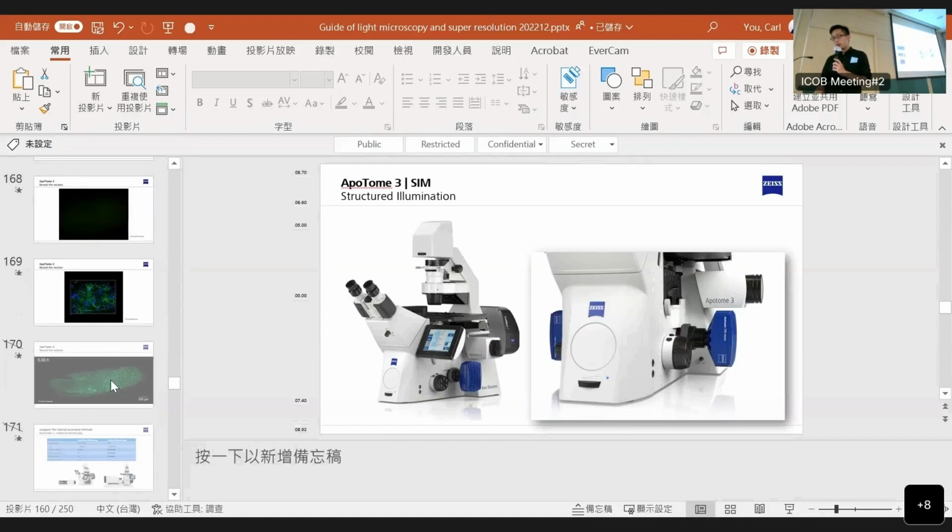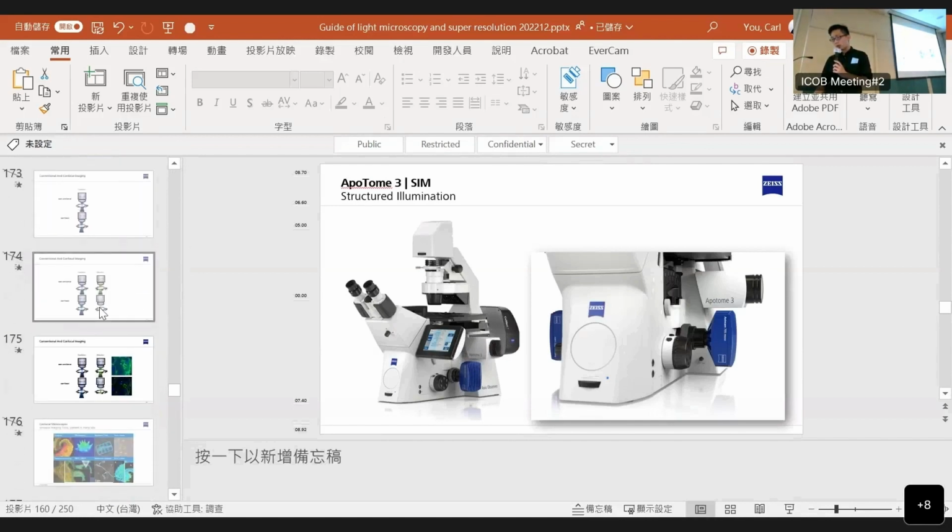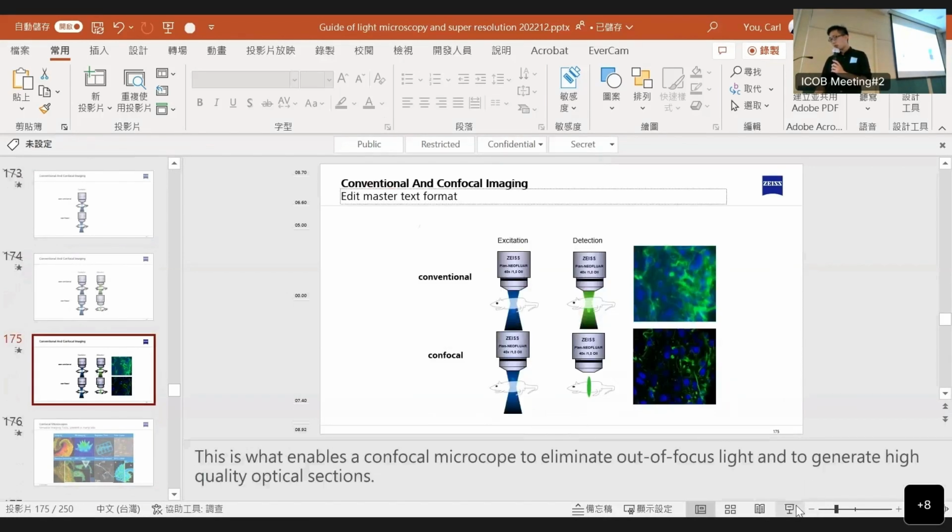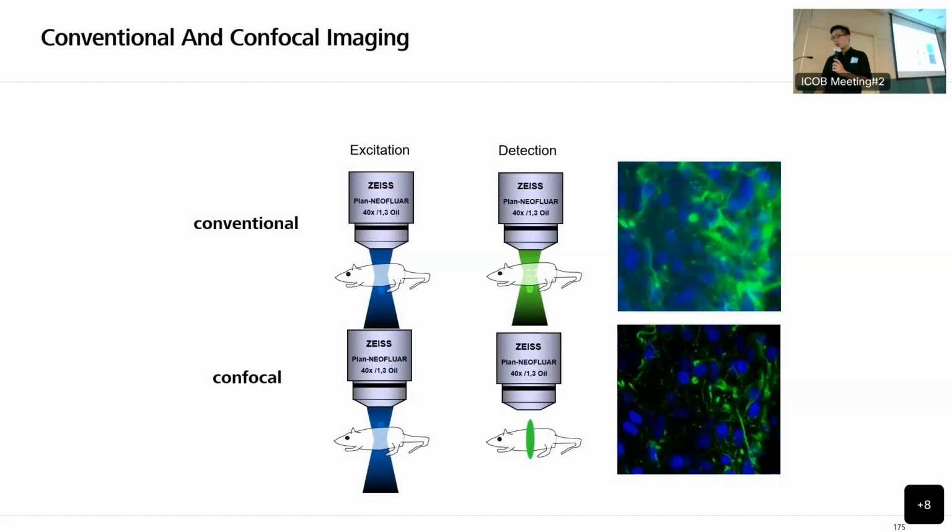Then we just jump to the confocal image here. Let's see the image on the top. This is the one acquired by the wide field system. You can see there's no clear edge on your samples. Then if we take the same images by using a confocal microscope, we can remove the out of focus signals and only extract the layers we want.